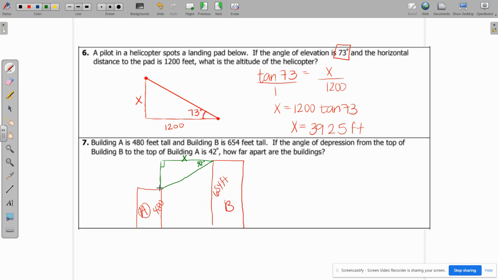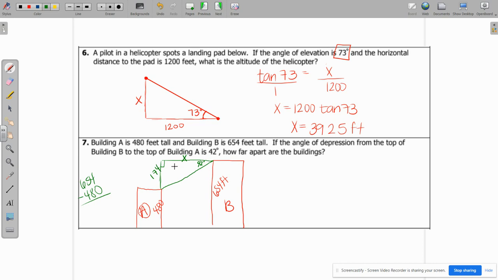But what is this height? Well, the top of the building here is 654 feet. So the top of this building is 480. So this distance I'm going to get from taking 654 and subtracting 480 feet. So the top of this building to the top of this building, this is going to be 174 feet. So I have my right triangle.